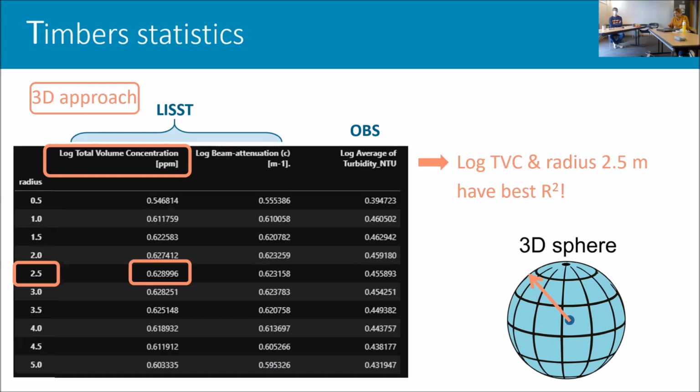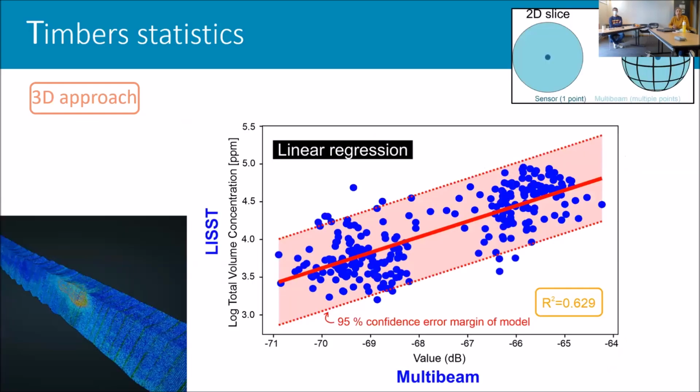So using these parameters, this is the statistical correlation between the log TVC and the decibel values. So the R² value has improved. But I want to stress that this is just one example and we need to test it out on a lot more survey lines, of course.